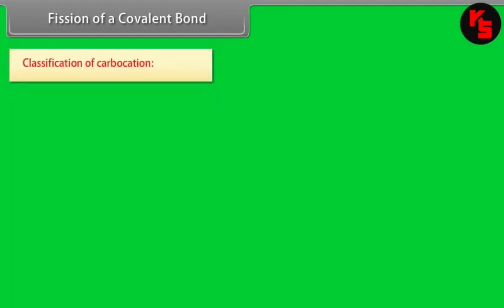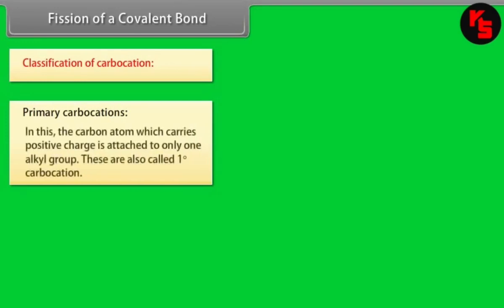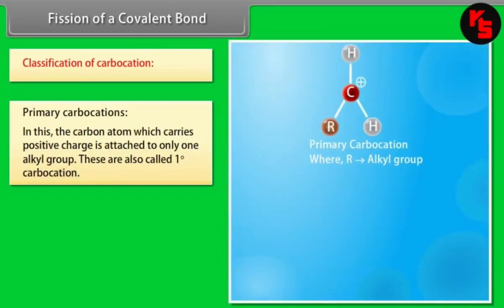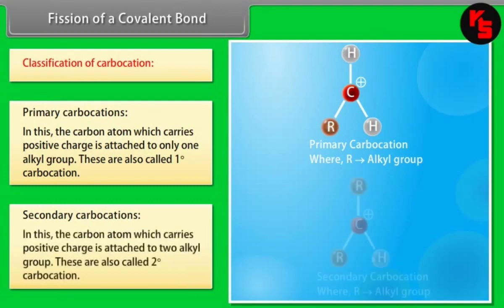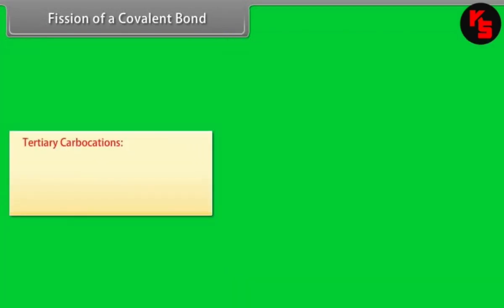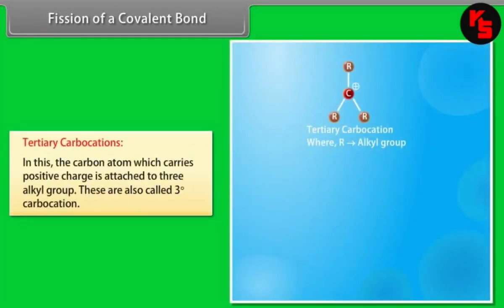Classification of carbocations. Primary carbocations: in this, the carbon atom which carries positive charge is attached to only one alkyl group. These are also called 1-degree carbocations. Secondary carbocations: in this, the carbon atom which carries positive charge is attached to two alkyl groups. These are also called 2-degree carbocations. Tertiary carbocations: in this, the carbon atom which carries positive charge is attached to three alkyl groups. These are also called 3-degree carbocations.